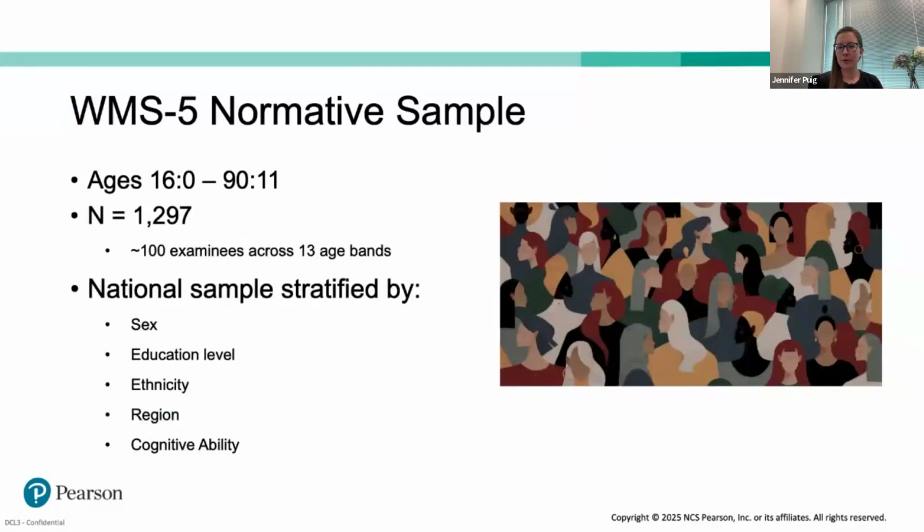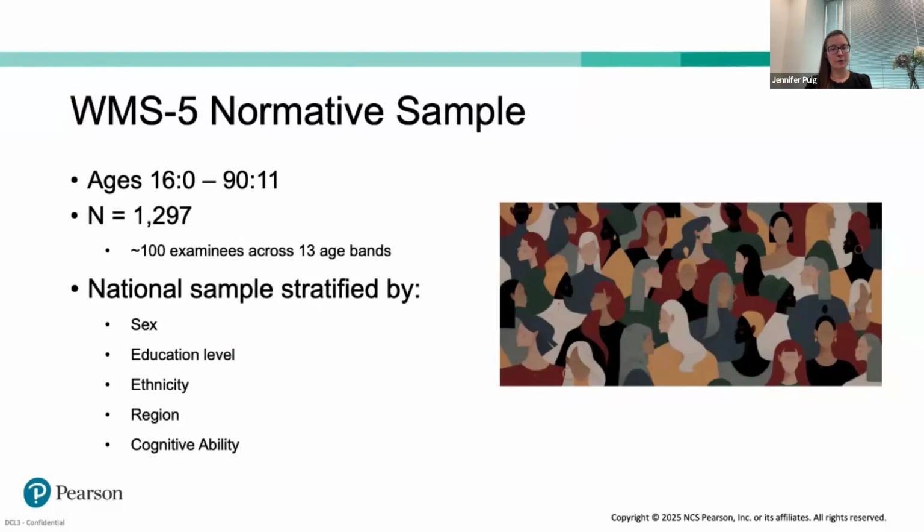Let's talk a bit about the normative sample. This sample was collected between March 2023 and October 2024. Personal protective equipment was not used during data collection. The age range for the normative sample is 16 to 90 years old. The sample is comprised of 1,297 people. This is approximately 100 people for each of the 13 age bands.